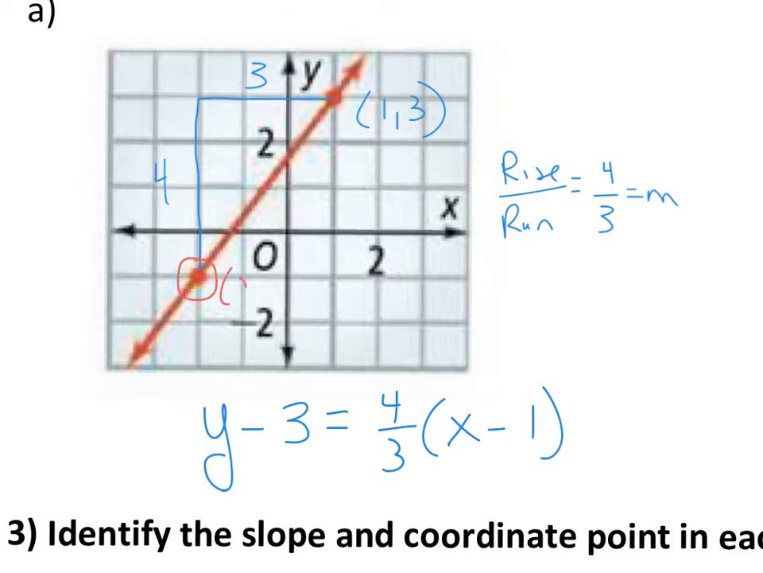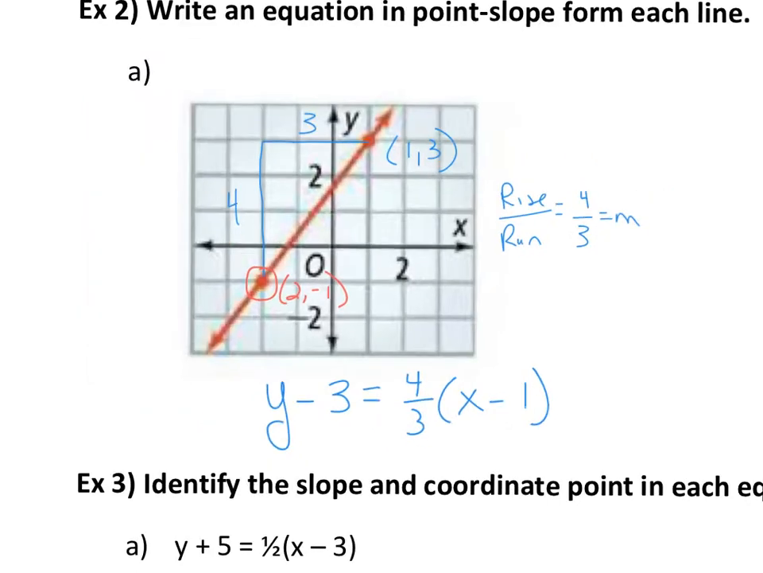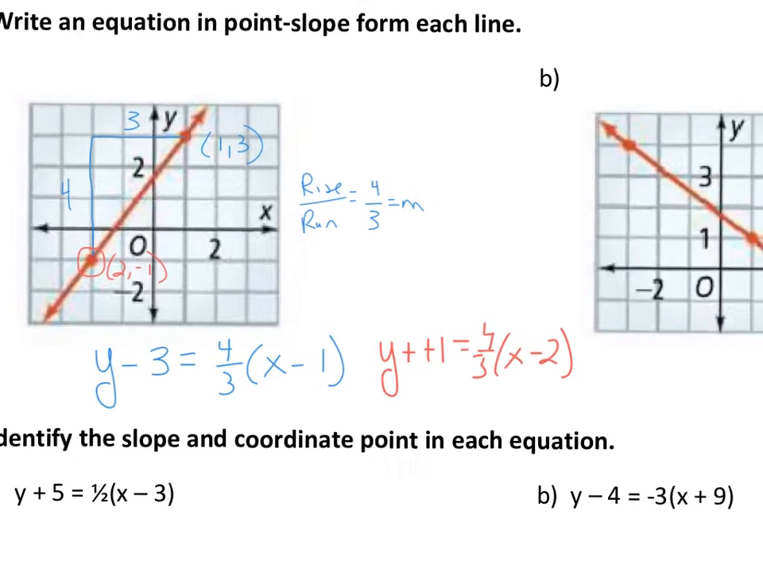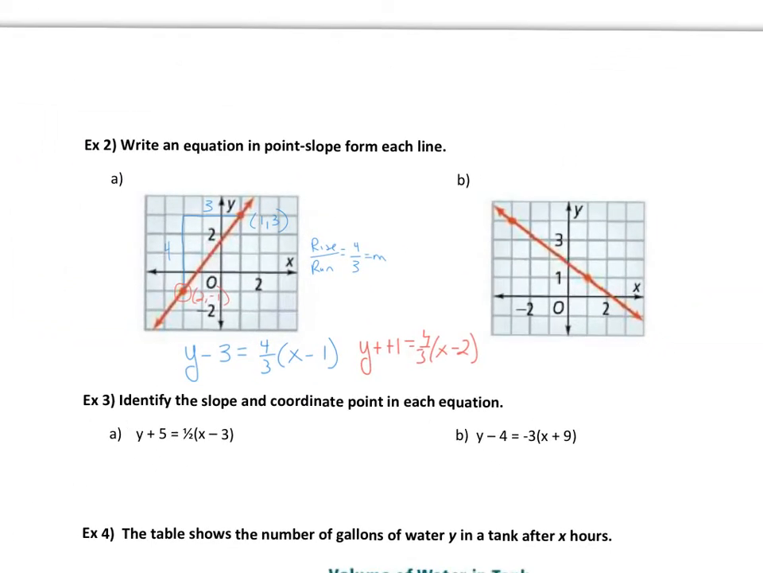So that would be (2, -1). If you wanted to use that one, you would do y minus your y value, which is -1. Your slope would be 4/3. And then it's x minus your x value of 2. Again, just make that double negative a positive. Okay, I want you to pause the video and try B on your own.